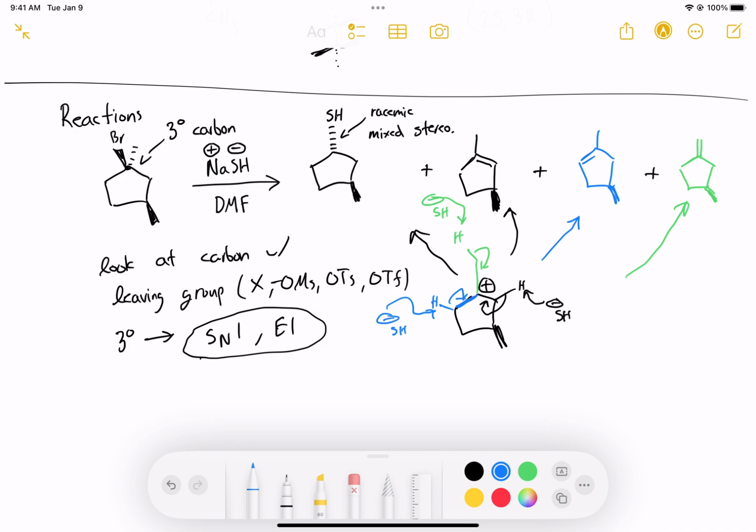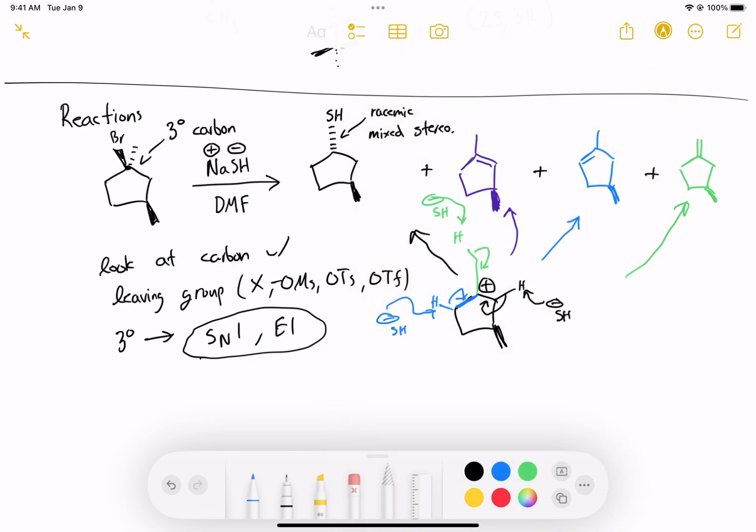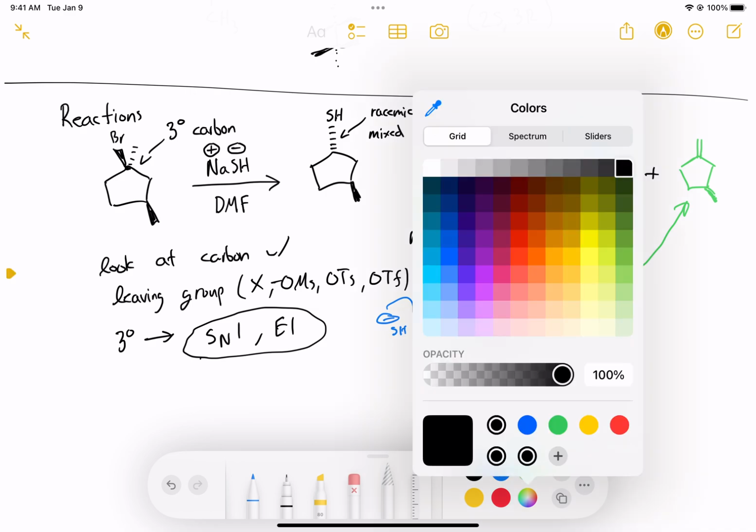And then lastly, let's do this first alkene product as, I don't know, purple. And this will be when this happens. Okay, that's not going to work actually. Does this work? No. Does this work? There we go. Perfect.